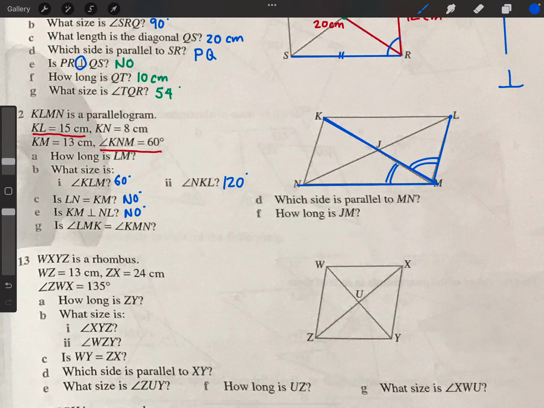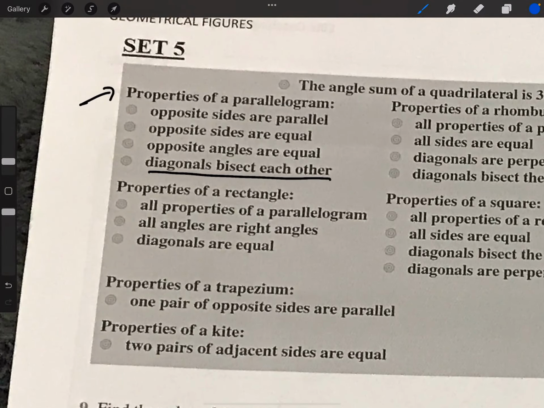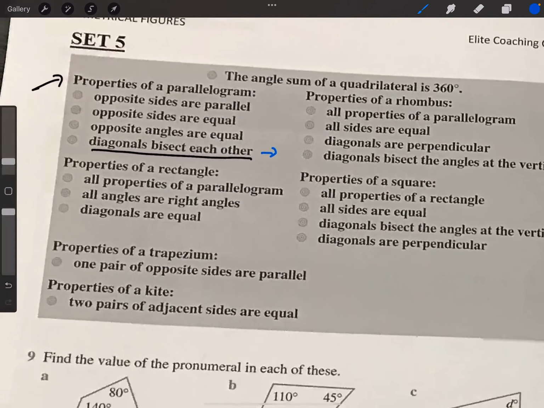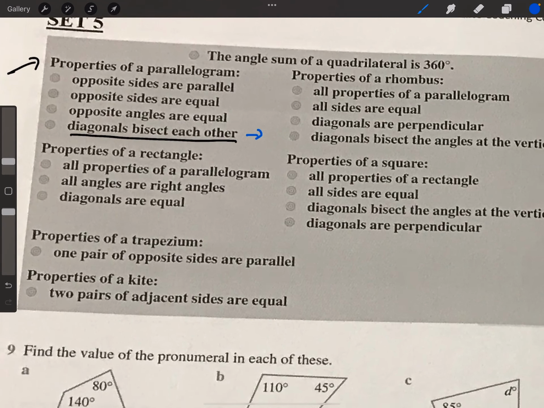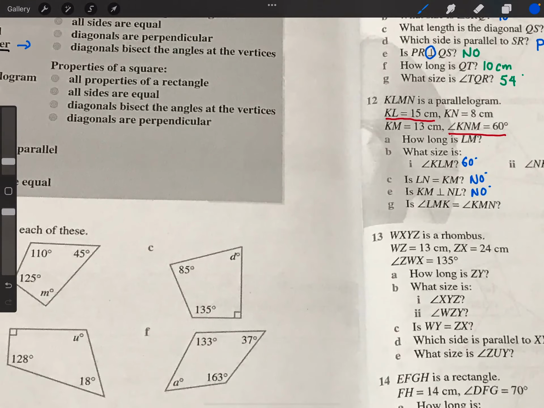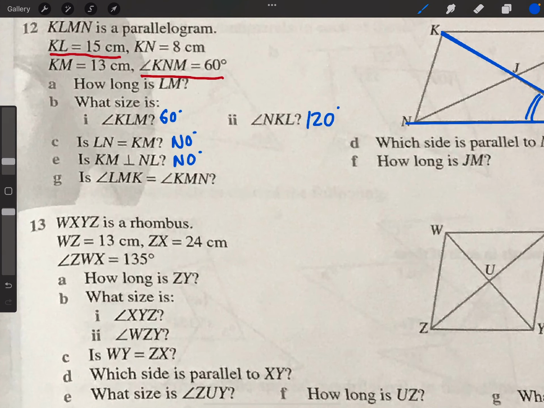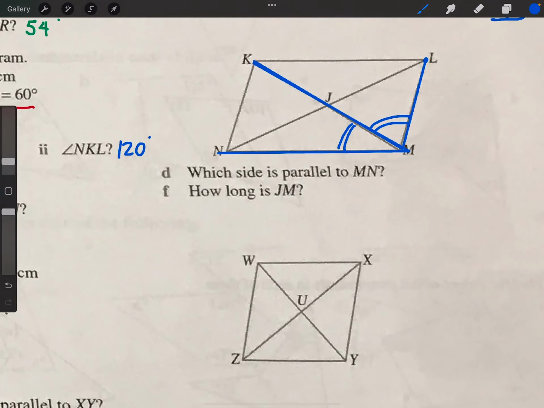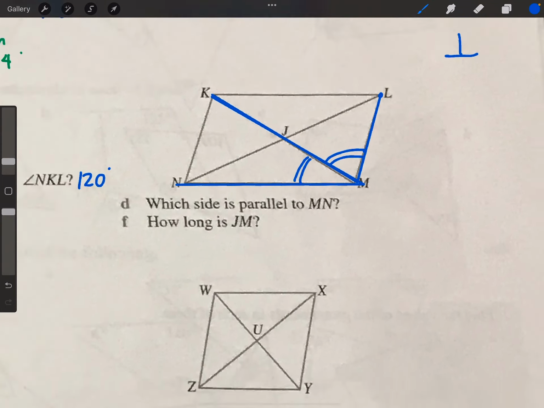KMN. Well, let's have a look. Diagonals bisect each other. Opposite angles. Nope, there's nothing about diagonals bisecting the angles of each other. Diagonals are not what we call angle bisectors, so it doesn't cut it in half. So the answer is no.